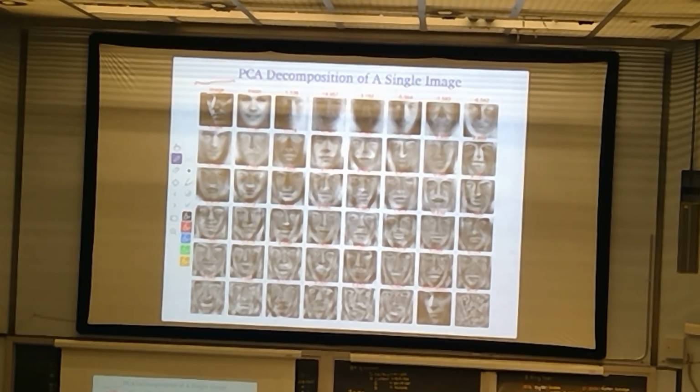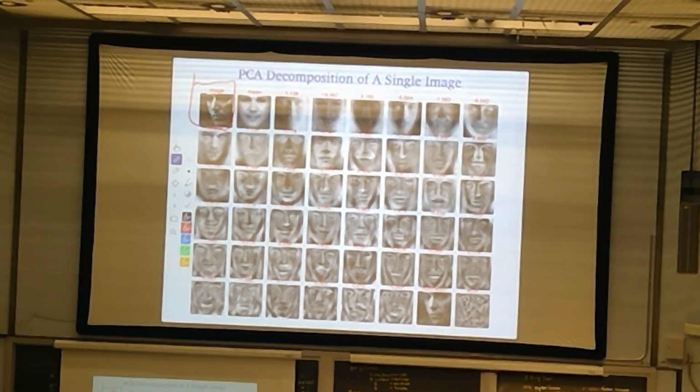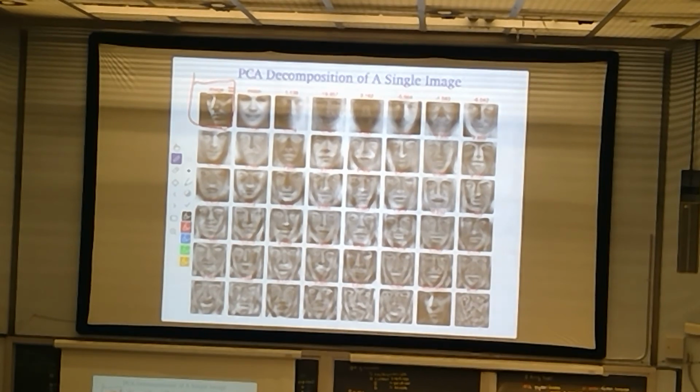This is one working example of PCA. I have this image. I chose this image because, remember, this is a perfectly symmetrical mean image, and this image is not symmetrical at all, right? It's a profile image. This image equals the mean image plus 1.138 times this first eigenface, plus minus 19.957 times this second eigenface, plus 3.162 times this pattern. Okay, the third PCA, and so on and so forth.